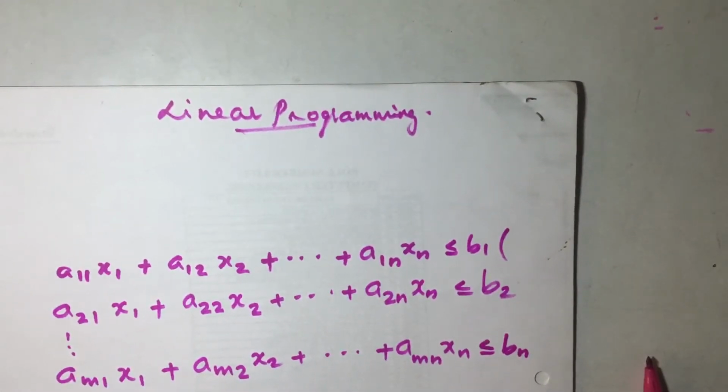Moving on to the next topic. Now we will study what is linear programming. So this is your last topic. Linear programming is an optimization technique for a system of linear constraints and a linear objective function.